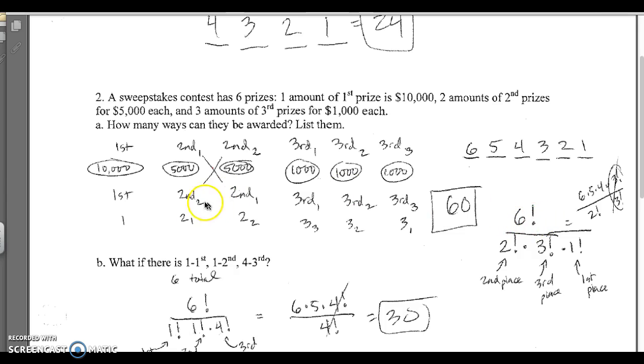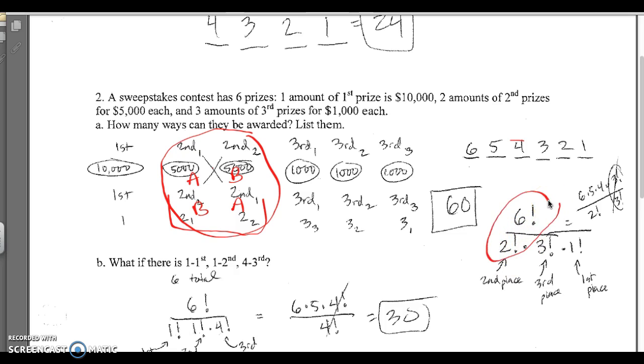But we need to account for the duplicates right here. So because the second place has the duplicate, we need to make sure that person A and then person B winning is really the same thing as person B and then person A winning. So notice here that we're basically going to have to cut our number of people in half because AB will be the same thing as BA. So here, notice what we're doing is we're dividing by 2 factorial. That's kind of showing us our combination that we had seen yesterday. But that's not the only one.